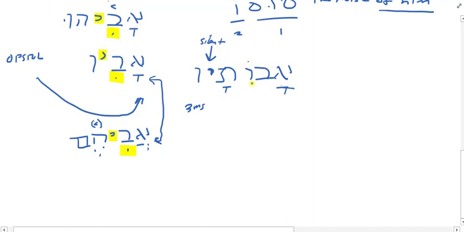Where's my accent? It's on the end. That means this is open and pretonic, this is open and propretonic. What's it going to do? It's going to reduce to a vocal Shva. Can I put a vocal Shva under an Aleph? Nope. I'm going to get a compound Shva. Okay, so avotav. Avotav.